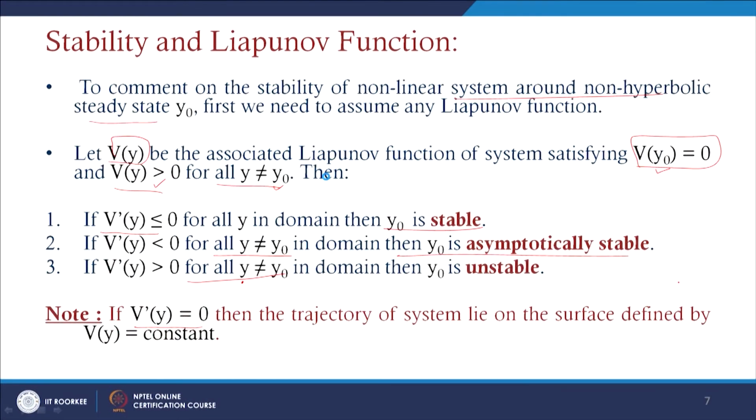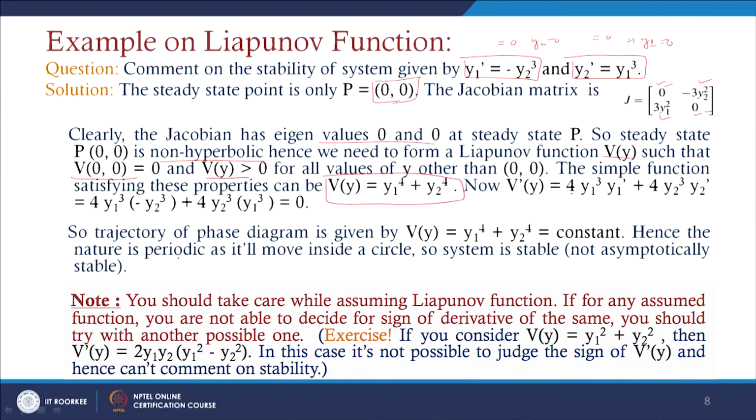Now, the next condition is that we have to find V'(y), and test whether it is less than or equal to 0, greater than 0, or less than 0. If you take the differentiation for this function, we have 4y1^3 y1' + 4y2^3 y2'. Already y1' is known as -y2^3 and y2' is y1^3. If you put all these values, we get this value as 0, since both these quantities are equal.